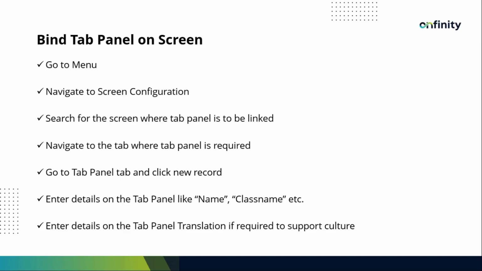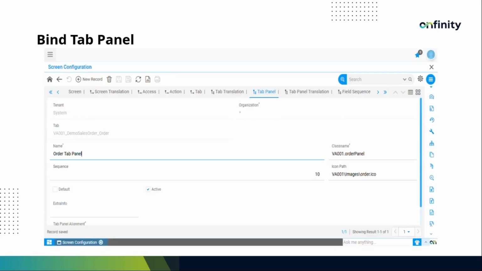Within the Tab Panel tab, you will need to enter details such as the name of the tab panel, the class name, and you can define the icon path and the alignment of the tab panel for this specific screen and tab. If needed, you can enter the details for the tab panel translation to support the culture of the tab panel. This screen configuration can be seen on the slide.